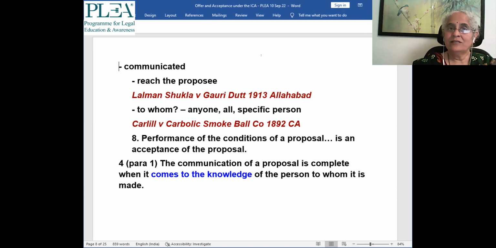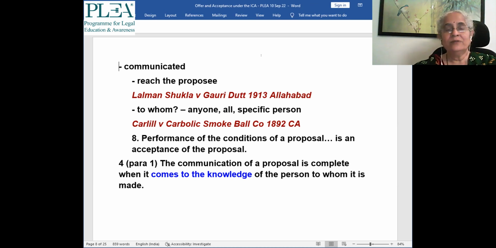So I am selling goods. I address it to you. Suppose your company is called XYZ company. So I say to XYZ company, here is my quotation of goods. Please place the order. This is a proposal. This is addressed to a specific person.